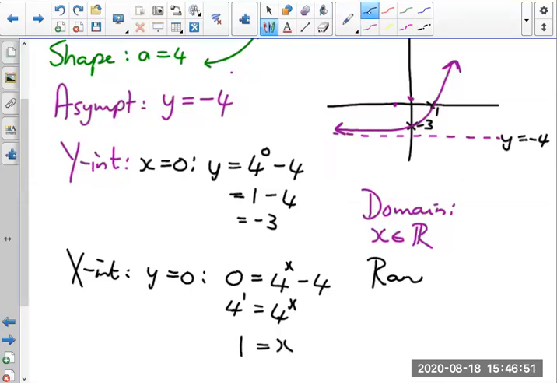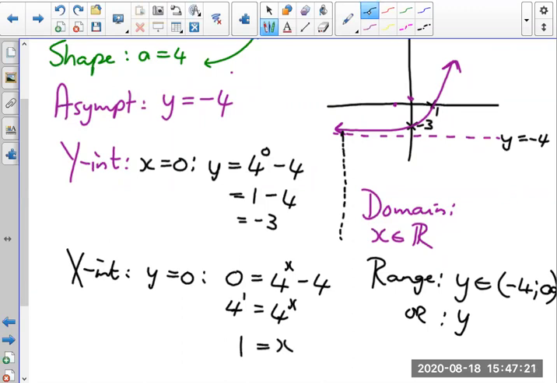The range, where's the graph? If I come from the bottom, from the minus infinity side, where's the first time that I will hit that graph? Just above the asymptote. So it will be y element of round bracket minus 4 to infinity, or if you don't want to write it like that, you can say all the y values are bigger than minus 4. Doesn't matter which one you say, both is acceptable.